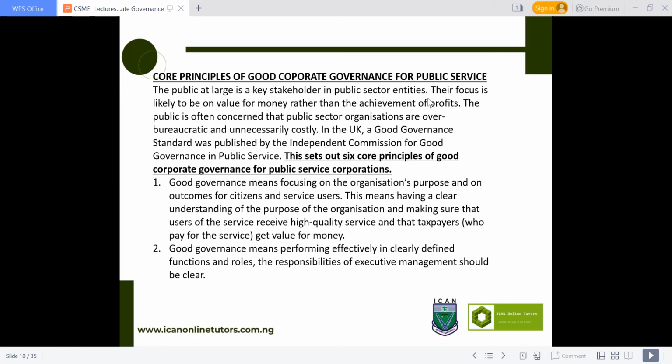Another one is that good corporate governance means performing effectively in clearly defined functions and roles, and the responsibility of the executive management should be clear. You can just note this down: clear roles and responsibilities. Everybody should know what they are doing. There should be a good division of labor. The first principle is about service, so don't forget the key concept there. The second one is about clarity of roles and responsibilities.